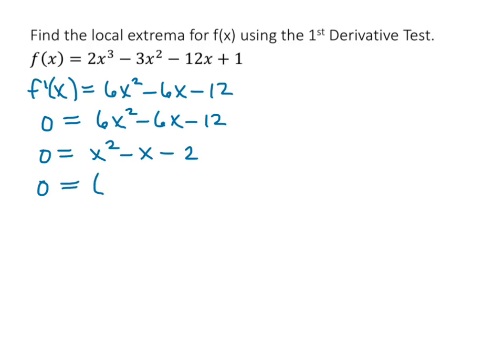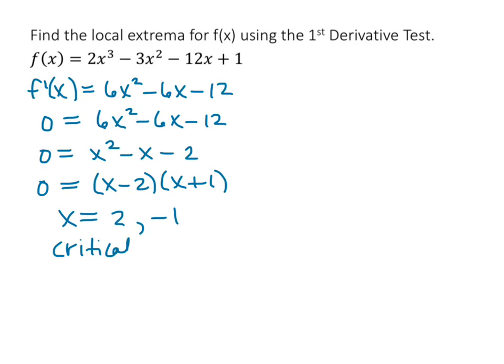Factor this equation, x minus 2 times x plus 1. Set each factor equal to 0 and isolate the x value. We will find the x value could be 2 or negative 1. These are the critical values. These are the locations where the first derivative is equal to 0. I like to plot these values on a number line. And we know at these values the first derivative is 0.